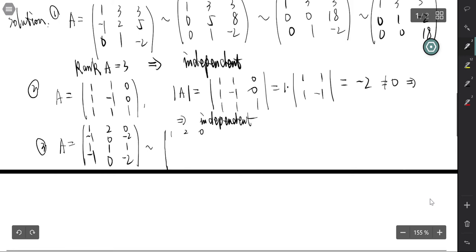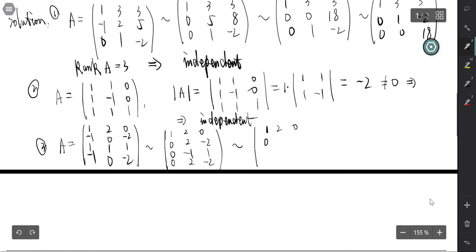Add the first row to the second row, that's 2, 0, 2, -2. For the third row, subtract the first row: -1, 1. For the fourth row, add the first row: -2, 1, 2, 0. We can see here that the second, third, and fourth rows are in proportion.